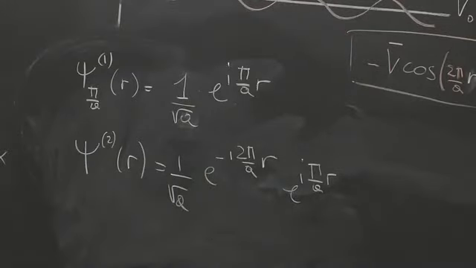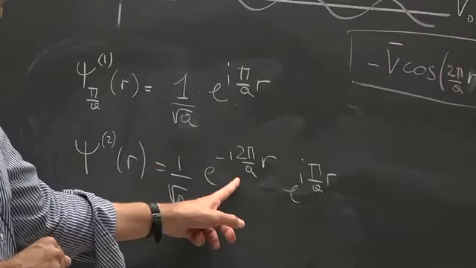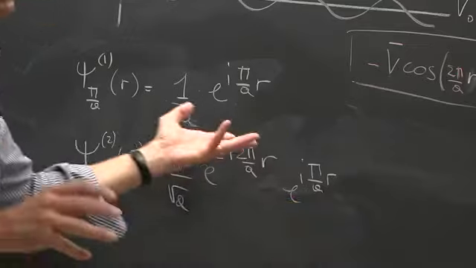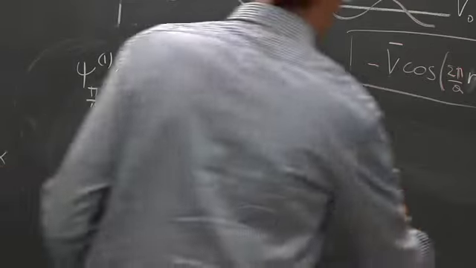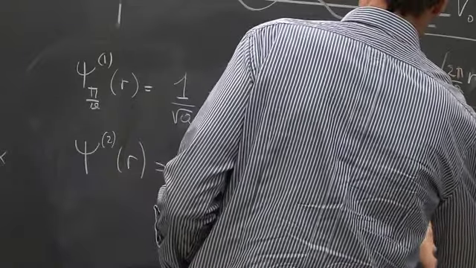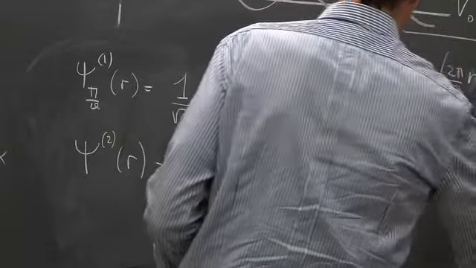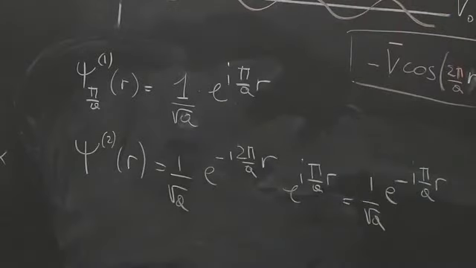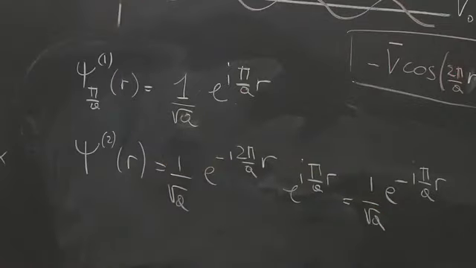Okay? Clear? So the periodic part here is 1, here is the reciprocal lattice vector. The Bloch part is the same because we are at the same k point. So obviously this is 1 over square root of a, e to the minus i pi over a r. Okay, so it's very similar actually to psi 1. They differ only because of the minus sign, if I take all things together.